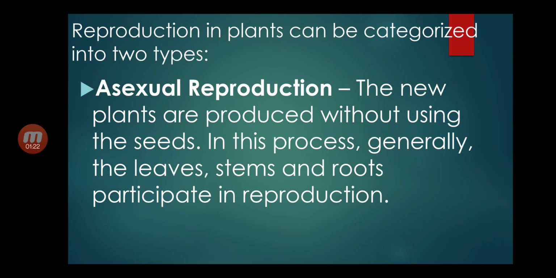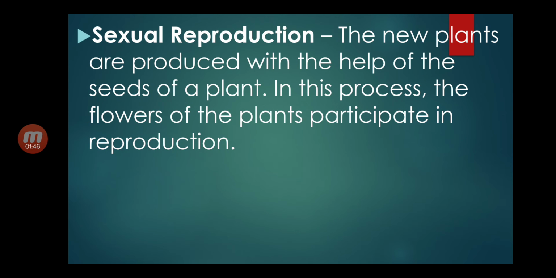Reproduction in plants can be categorized into two types. Asexual reproduction. The new plants are produced without using the seeds. In this process, generally the leaves, stems and roots participate in reproduction. Sexual reproduction. The new plants are produced with the help of the seeds of a plant. In this process, the flowers of the plants participate in reproduction.